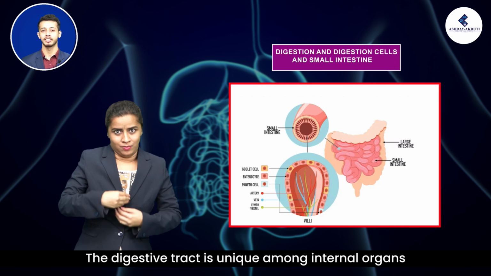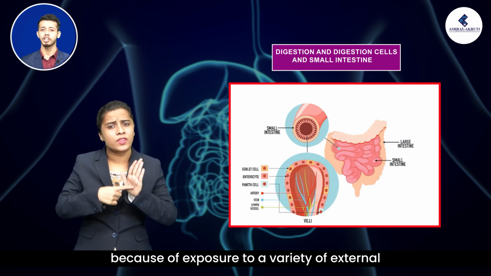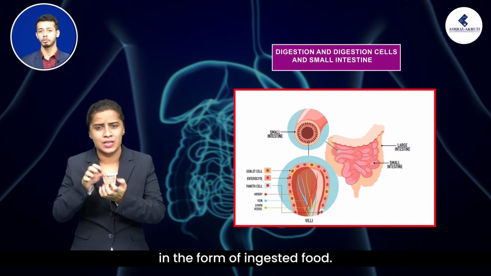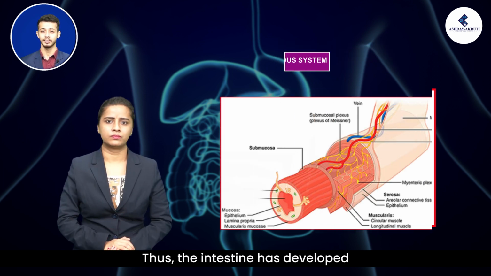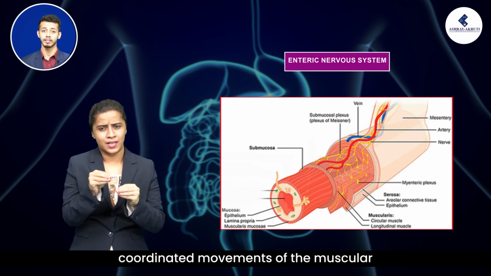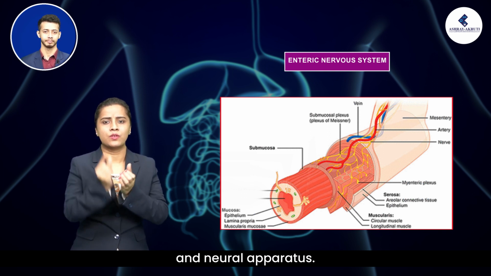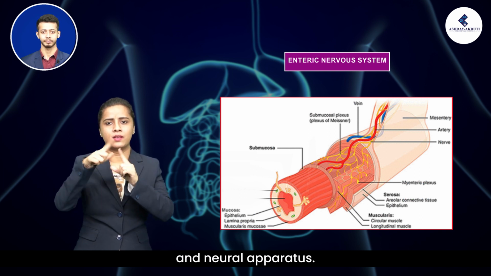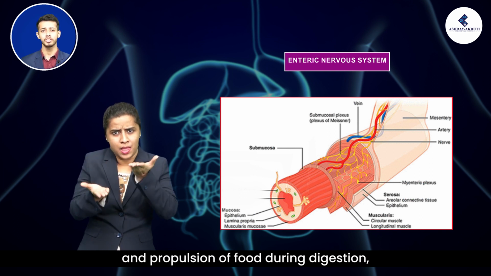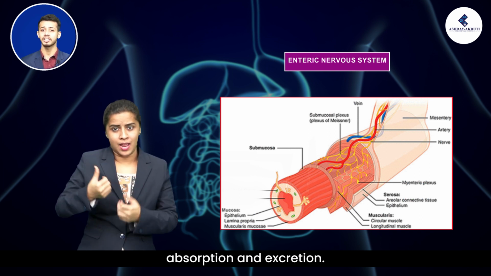The digestive tract is unique among internal organs because of exposure to a variety of external physiochemical stimuli in the form of ingested food. Thus, the intestine has developed coordinated movements of the muscular and neural apparatus. This ensures the appropriate mixing and propulsion of food during digestion, absorption, and excretion.